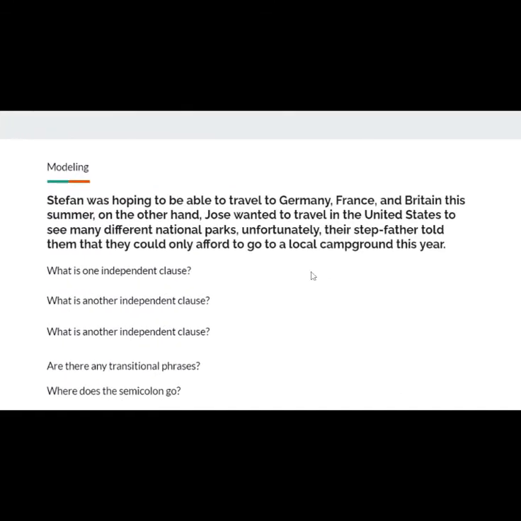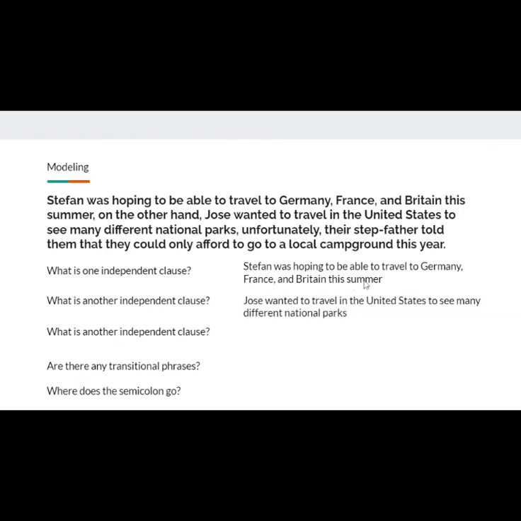All right, Stefan was hoping to be able to travel to Germany, France, and Britain this summer. All right, you guys can read the rest of that. So what is one independent clause? We've got the first sentence there. What is another independent clause? We got the second sentence there. And then the third. Are there any transitional phrases?